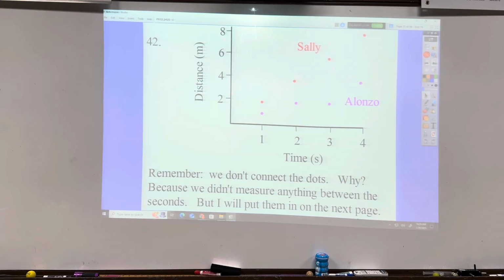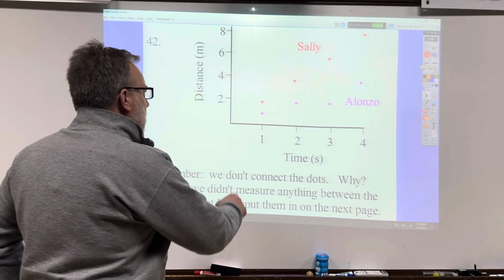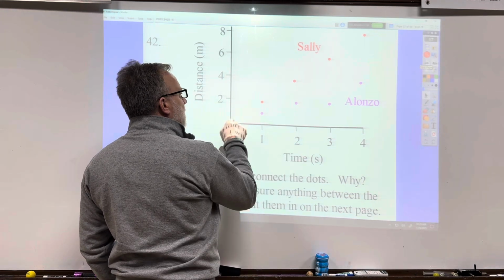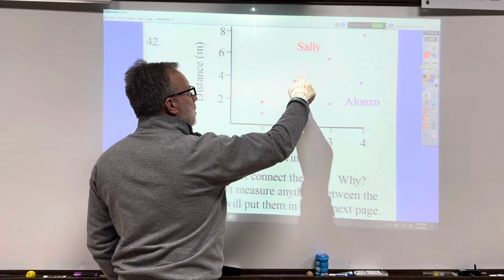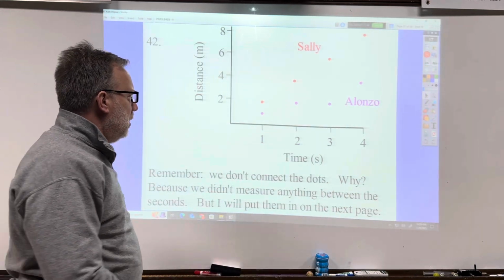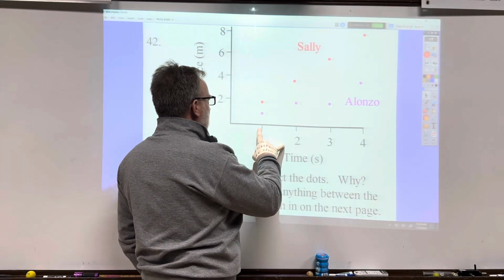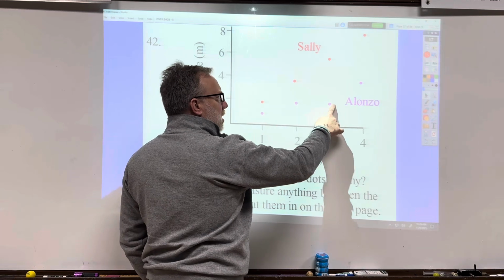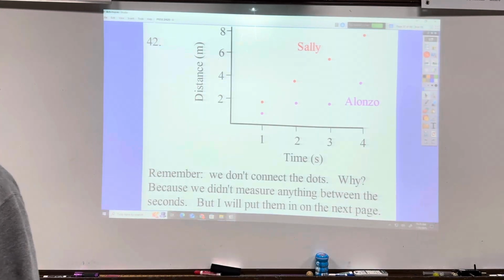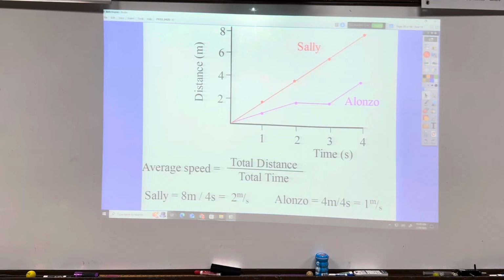And if you plot this, it looks like this. At 0 seconds, Sally's at 0, then 2, 4, 6, 8. Alonzo at 1, 2, 3, 4 seconds goes up 1, 2, stays at 2, and then goes to 4. So if I put lines in there, don't you do that, by the way. I'm just doing this so you can see it.